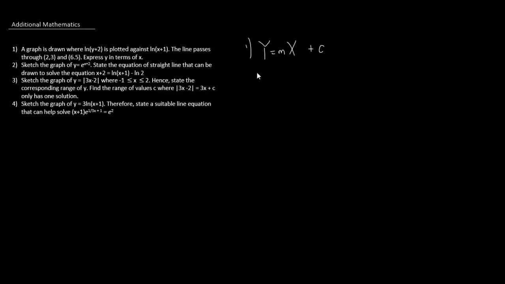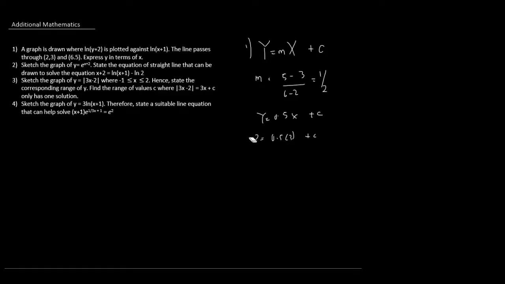Since 2 coordinates are given, we can easily find m. M would be equal to 5 minus 3 divided by 6 minus 2, which is equal to 1 over 2. And with that, we can also find c. So if we just sub in the values, we have 0.5 times 3 equals, c equals 2. Oh wait, I think I made a mistake. My apologies. My bad. So we have 3 equals 0.5 times 2 plus c. And c therefore is also equal to 2.